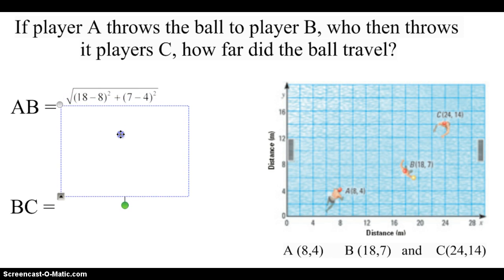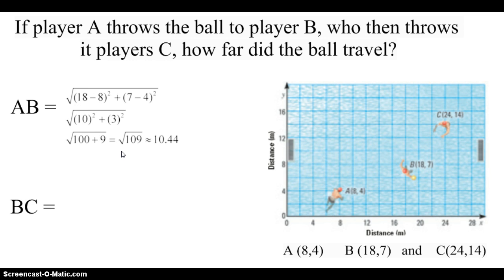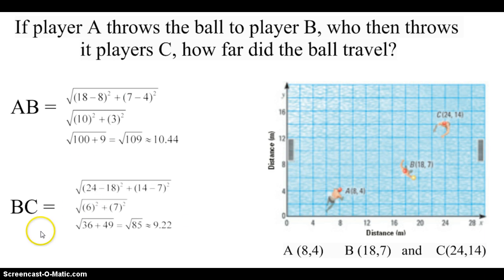So after you came back, you should have got 18 minus 8, 7 minus 4, that's 10 minus 10 squared, 3 squared, 100 plus 9, the square root of 109. When you do BC, you get 24 minus 18, 14 minus 7, you get 6 and 7, square them. 36 plus 49, the square root of 85.